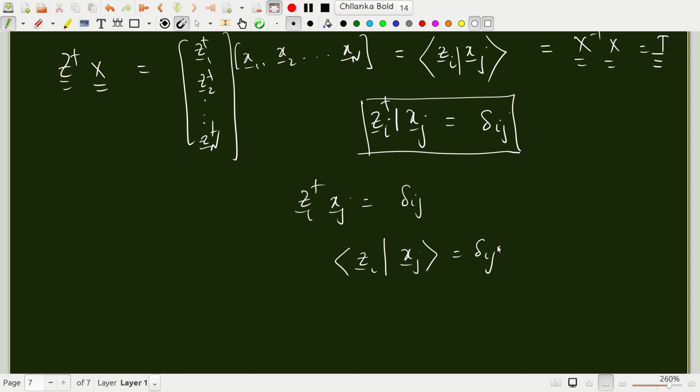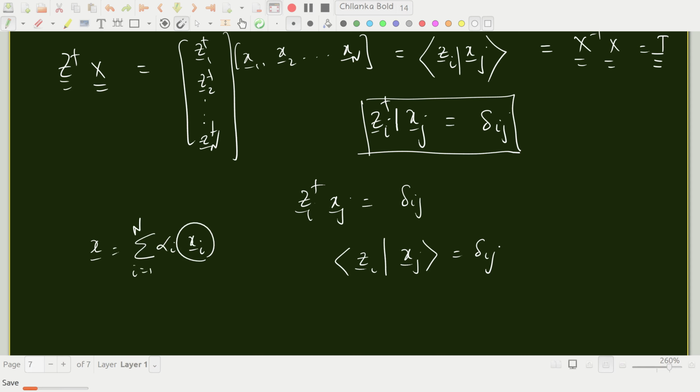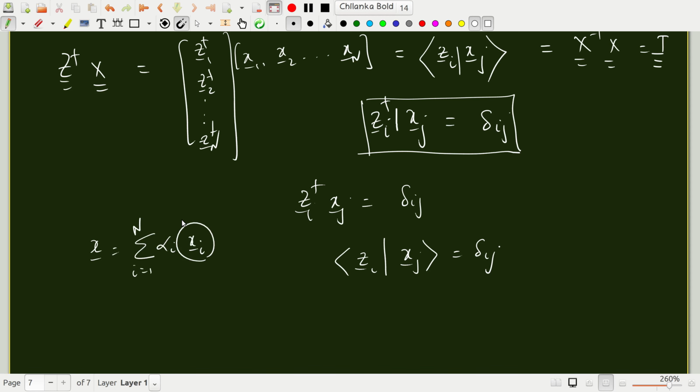Okay, so this is how one finds the reciprocal basis to help find the coefficients of expansion of any vector in a non-orthonormal basis xi. Okay, so I'll stop here, and in the next module we'll start with a very important part of linear algebra, which is related to what is called the eigenvalue problem.